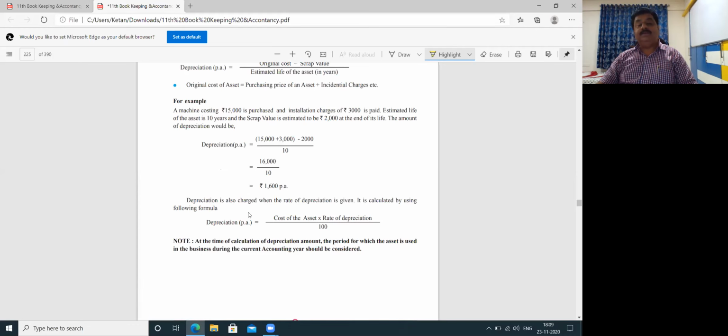So depreciation is also charged when the rate of depreciation is given. It is calculated by using the following formula: cost of asset into rate of depreciation divided by 100. Sorry, it is a percentage वाला formula. So in this way, this is the first method, which I explained to you now.